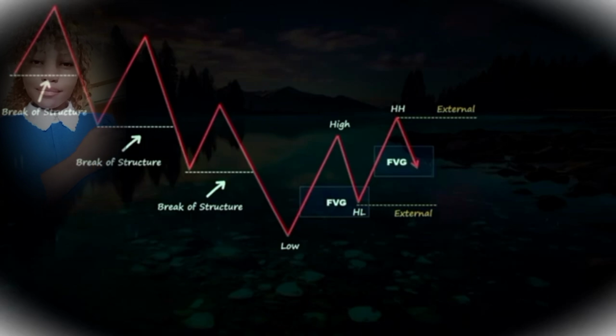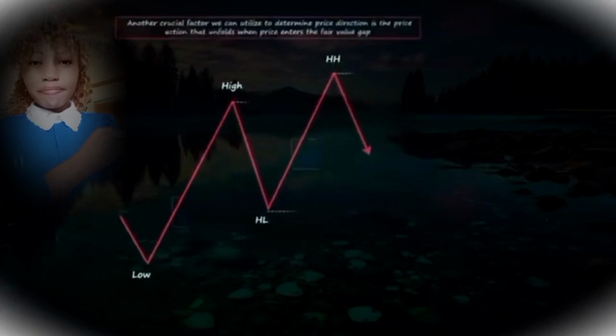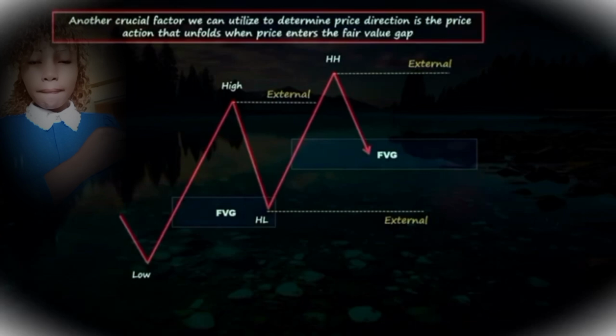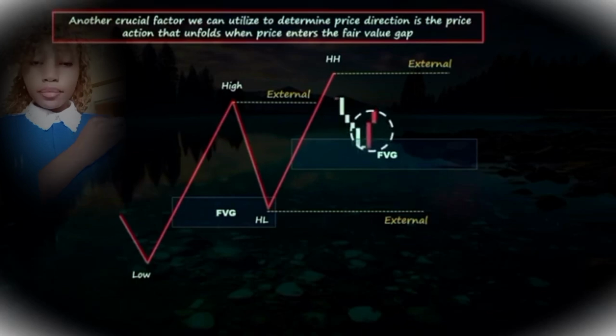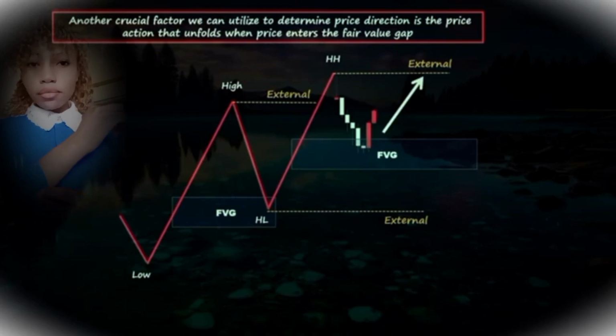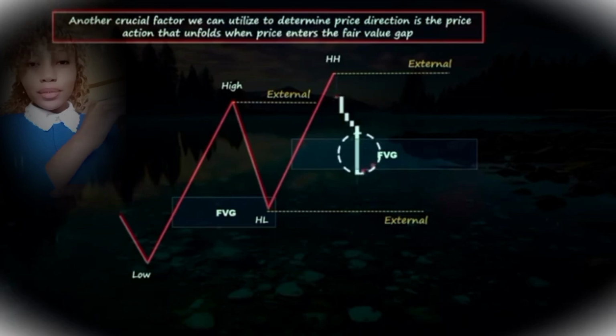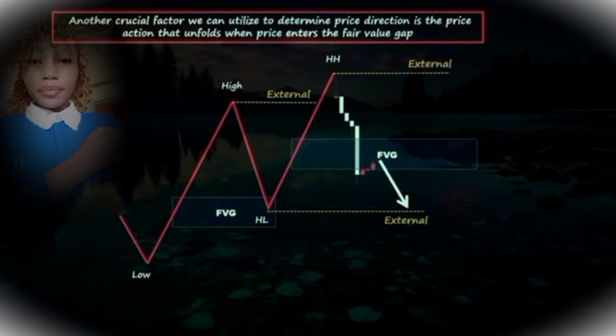external liquidity. Another crucial factor we can utilize to determine price direction is the price action that unfolds when price enters the fair value gap. If the price respects the fair value gap and demonstrates a robust rejection towards the upside, it suggests that the price will likely aim to reach the upper external liquidity. Conversely, if the price does not exhibit a significant reaction upon reaching the fair value gaps, it indicates that the price is more likely to move downward in order to target the external liquidity accumulated below the low.